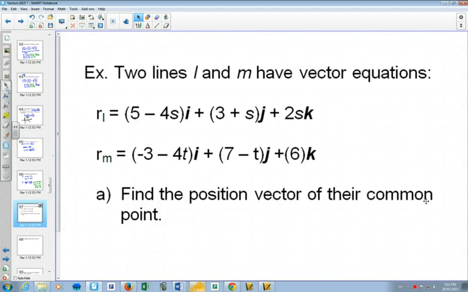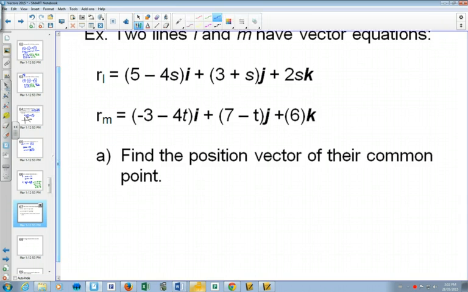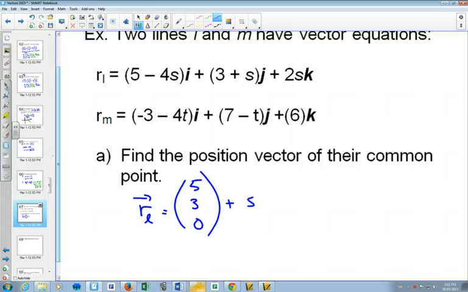So again, here we have two equations of lines. I'm not really happy with the forms that they're written in, so I'm going to take the time to rewrite them. My vector equation of line L, I have a 5, a 3, and a 0. And here the parameter is s. And this x-coordinate has a -4. The y-coordinate has a 1. Z-coordinate has a 2 with the s.